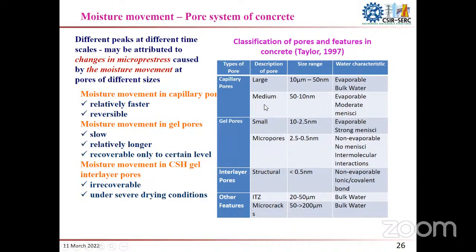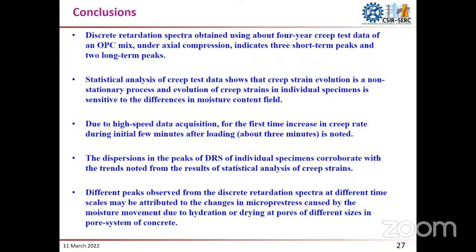Moisture movement at different pore sizes is the reason for change in micropressures. That's what we got from discrete retardation. To conclude, the experimental data we have presented is for 4 years, but we have about 7 years and it will still be continuing. Using reliable concrete creep testing data, we have obtained the discrete retardation spectra, which shows for the first time 3 short-term peaks and 2 long-term peaks.